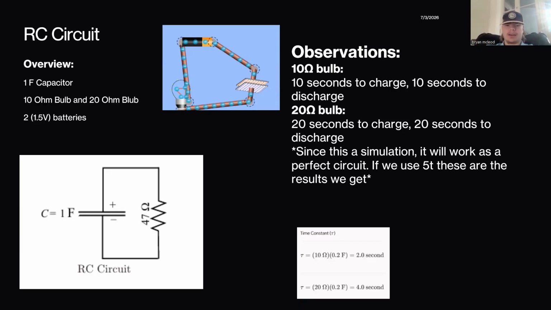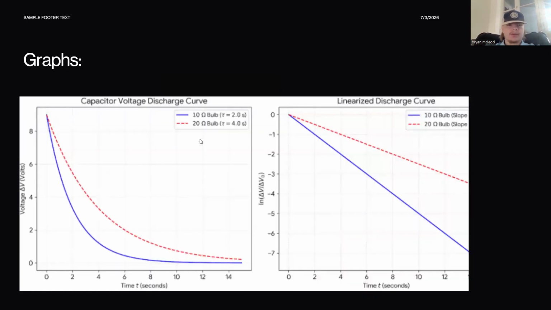Again, since it's a perfect simulation, it will work as a perfect circuit, so we won't lose anything to heat or anything. So if we use 5τ, which is the amount of time, these are the results we should get. As you can tell down here, 10 ohm times 0.2 F equals 2 seconds. Here's a graph of our data.